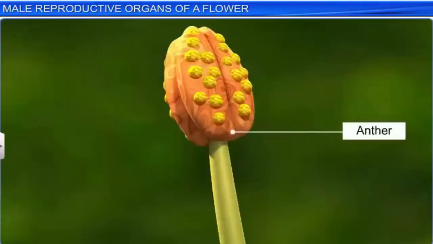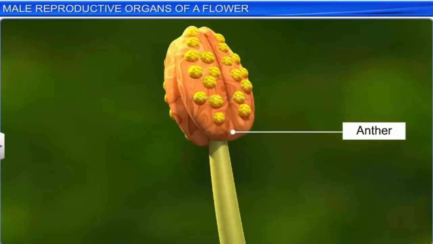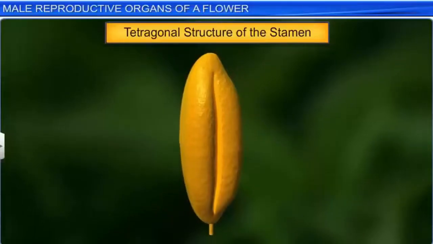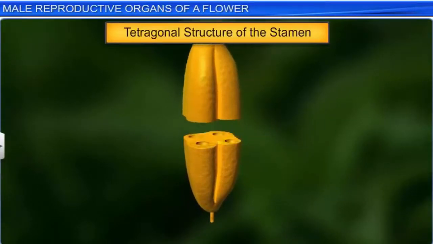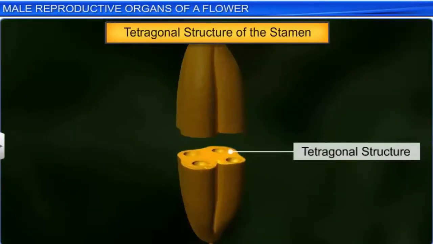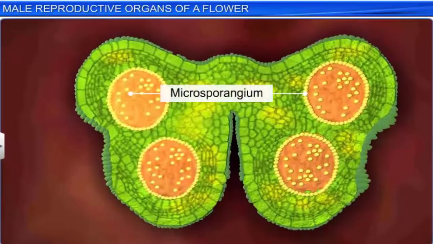The anther, on the other hand, is bilobed in nature, with each lobe being dithecous or consisting of two thecas that are separated by a longitudinal groove that runs through the anther. The transverse section of the anther reveals that its lobes form a four-sided or a tetragonal structure. In the corner of each lobe is the microsporangium, a sac-like structure which is nearly circular in outline.